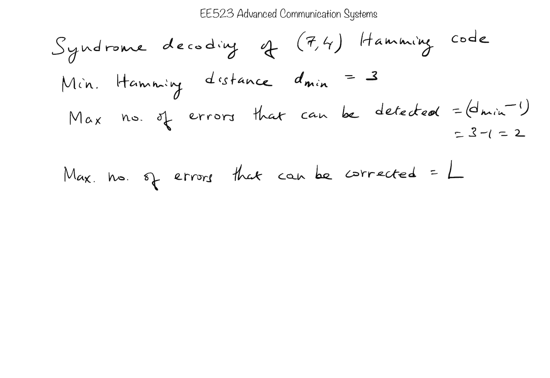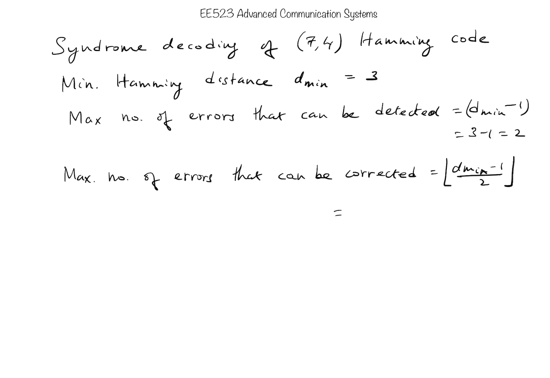is given by the floor of dmin minus 1 by 2. So we take the floor value. Let me write that a bit clearly. Floor means the lower integer. We ignore the decimal portion of the answer that we get.